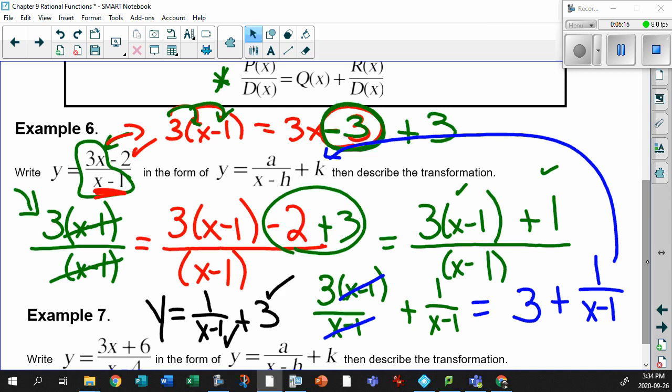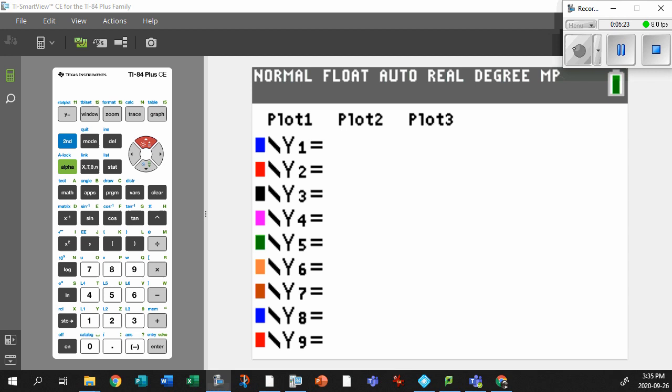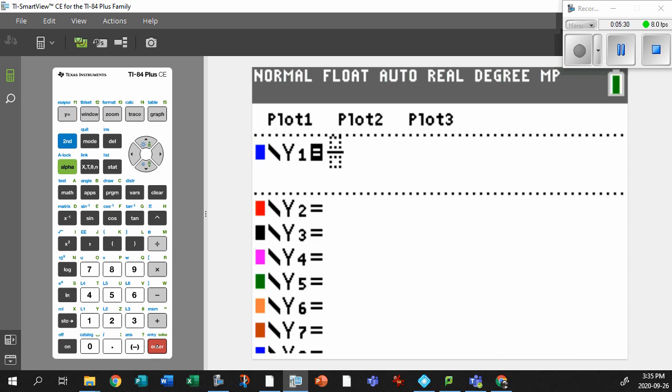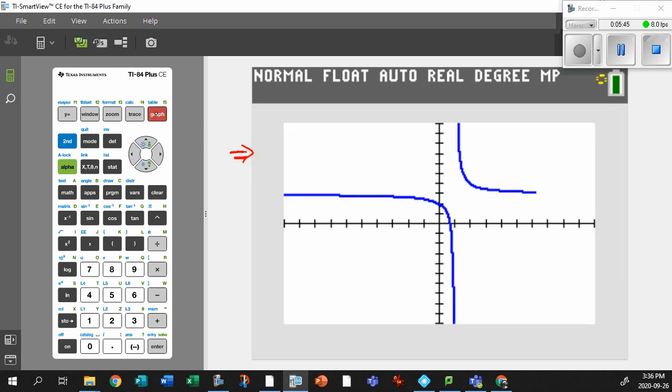Now, I know you're saying to yourself, wait a second, can you prove this? Yeah, I can prove that those are exactly the same, just like I did before by throwing it on my calculator. Okay, here we go. Let's put that original thing up there. I'm going to use alpha, of course, numerator over denominator, 3x minus 2 over the denominator of x minus 1. Now remember, this is going to be in blue, right? And it's going to graph, so let's graph it. It's going to look like that.